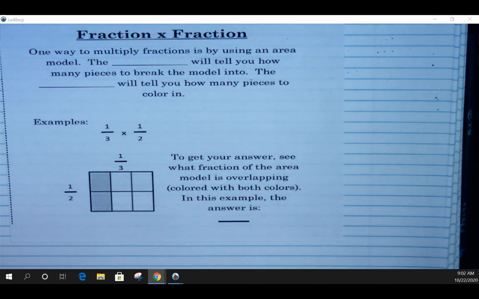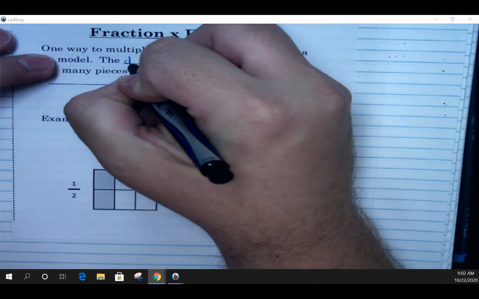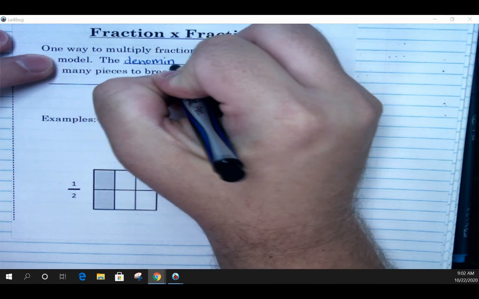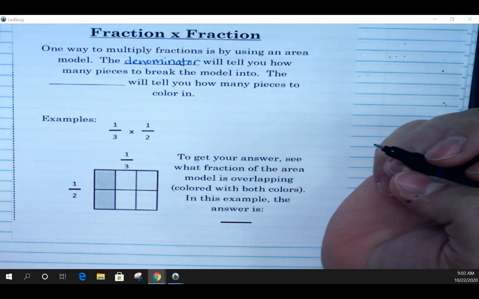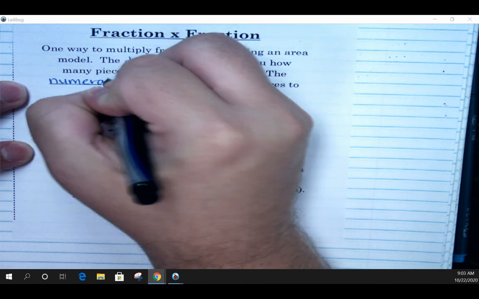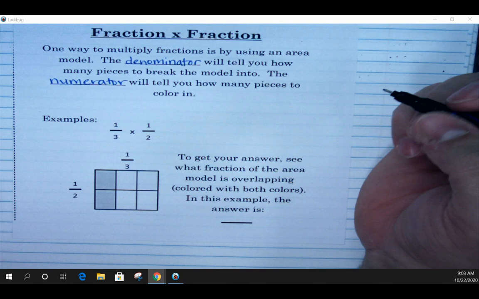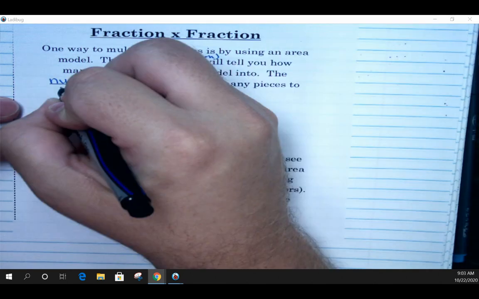All right. One way to multiply fractions is by using an area model. And that's where we're going to start. We're just going to draw a diagram. The denominator will tell you how many pieces to break the model into. The numerator will tell you how many pieces to color in. Remember, the denominator is the bottom number, and the numerator is the top number.